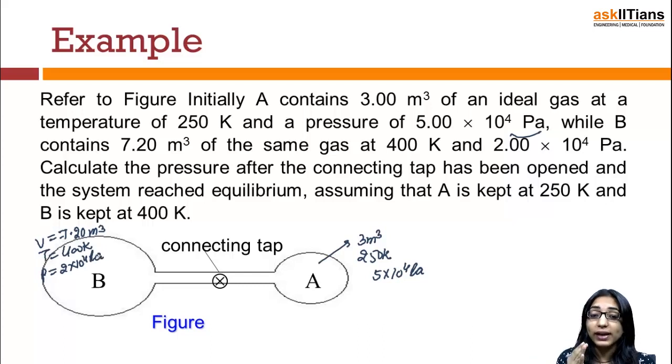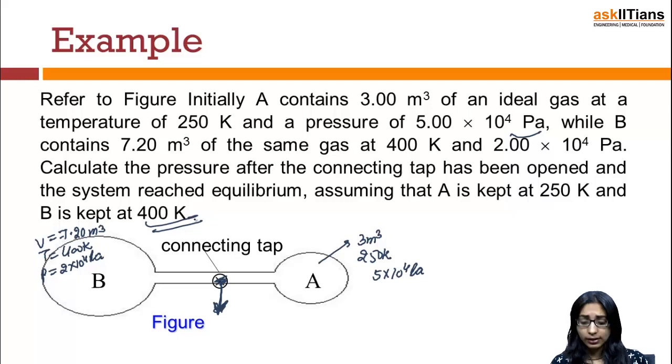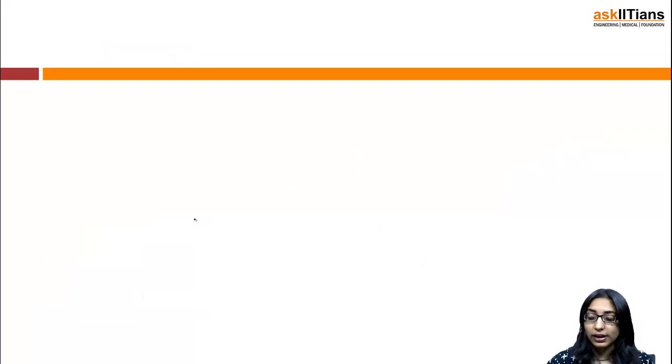Then we have been asked to calculate the pressure after the connecting tap has been opened and the system reaches equilibrium. So, I am opening the connecting tap and the system reaches equilibrium, assuming that A is kept at 250 and B is kept at 400 Kelvin. This is what temperature was mentioned earlier also. Now, how to do this kind of question?